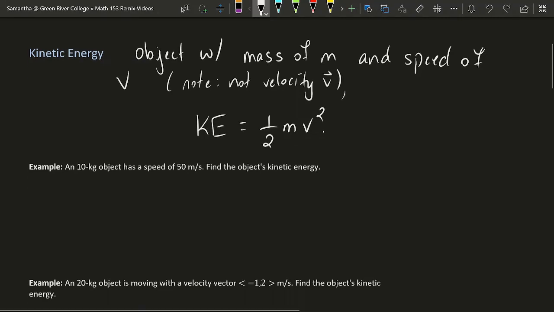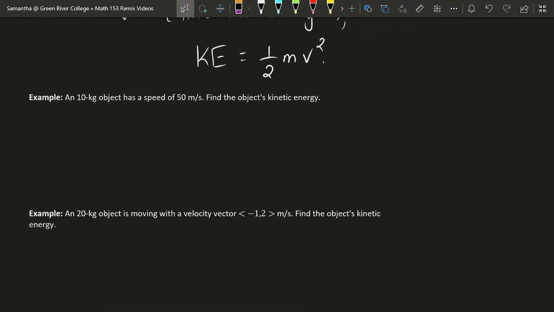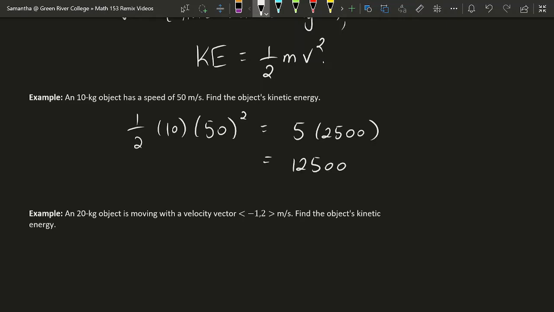So as a quick calculation, if you had an object with a mass of 10 kilograms moving at a speed of 50 meters per second, what would the object's kinetic energy be equal to? It would be equal to 1/2 times the mass of 10 times the speed quantity squared. So that would be equal to 5 times 2,500, whatever this number is. The exact value doesn't so much matter.